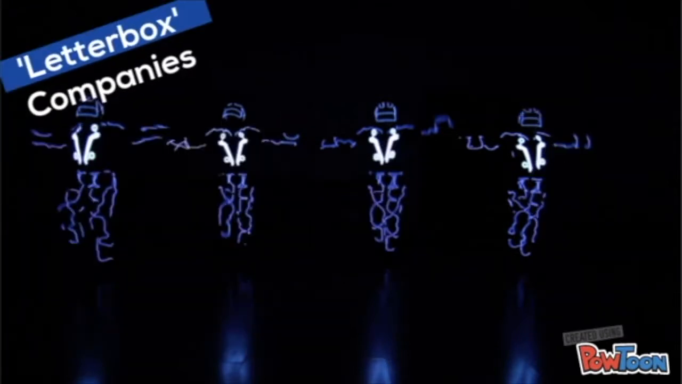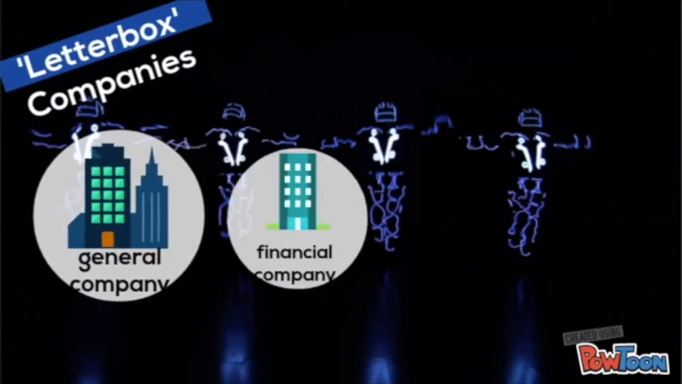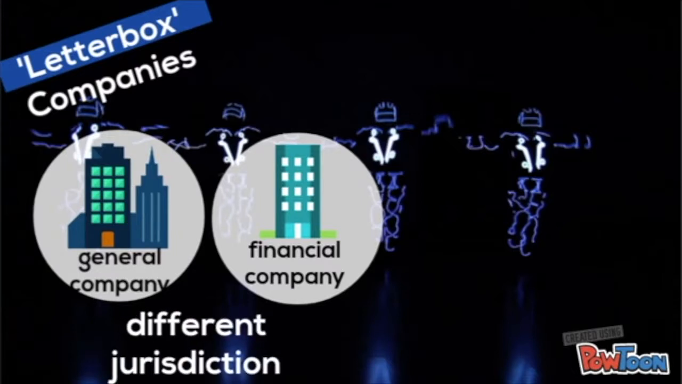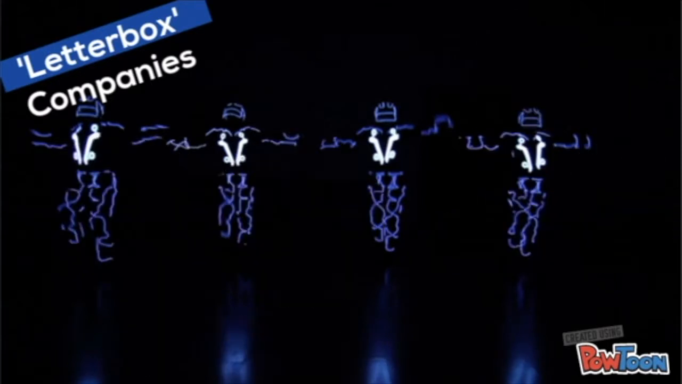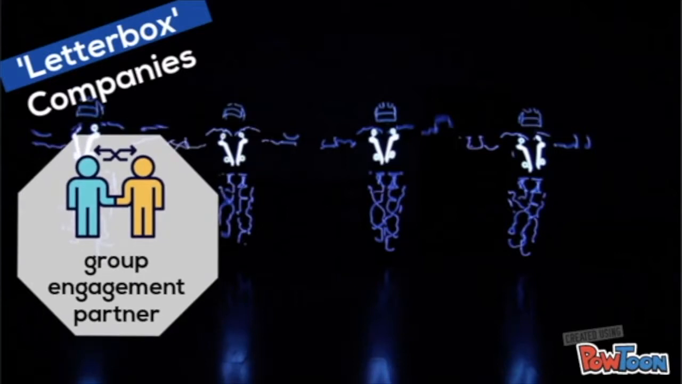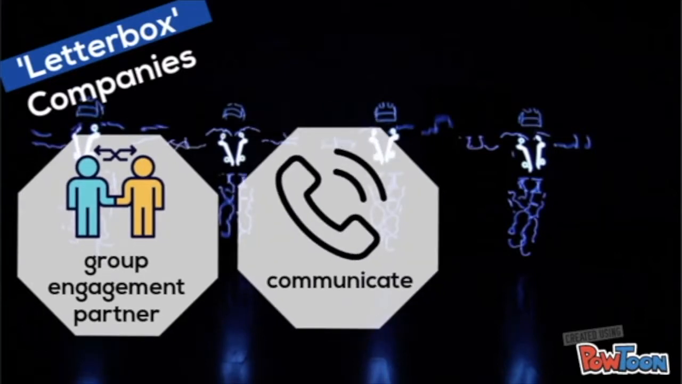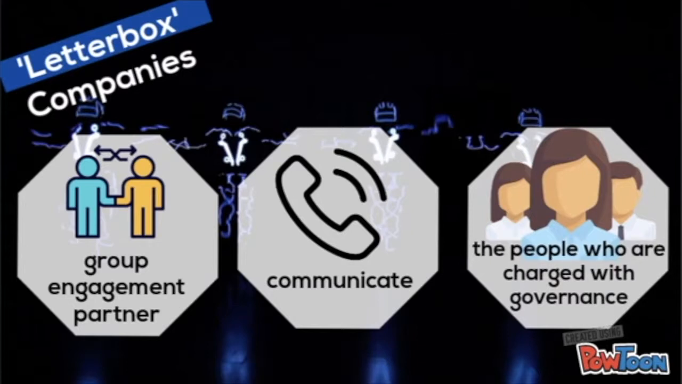5. Letterbox companies relate to companies, general and financial, which are from different jurisdictions to that of the company's jurisdiction. This is where only locally registered auditors are allowed to sign the audit reports. In order to resolve this, the group engagement partners are responsible to communicate with the people who are charged with governance. The engagement partners must also direct the work based on group-wide controls together with the consolidation process.